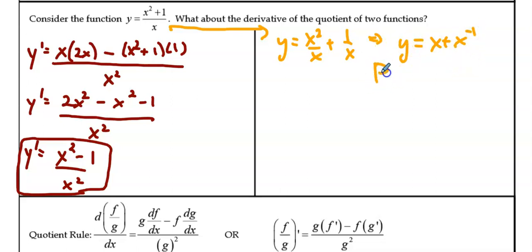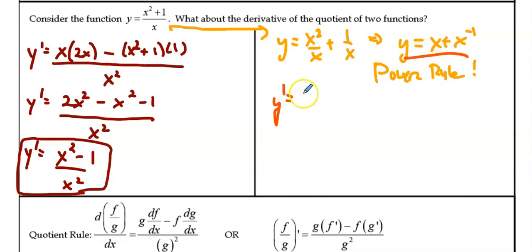And then all we have to do is our fun rule, the power rule. So we don't have to do this crazy quotient rule stuff. All right, let's try this and make sure that we get this answer right here. So we're going to do the derivative of our function.